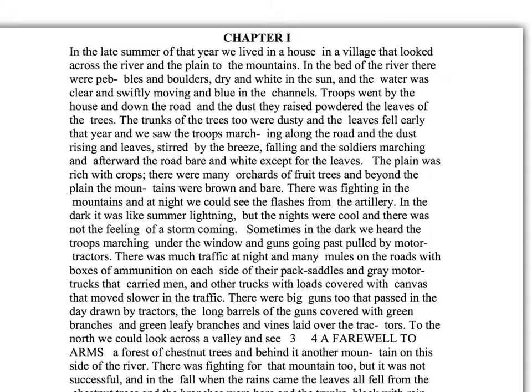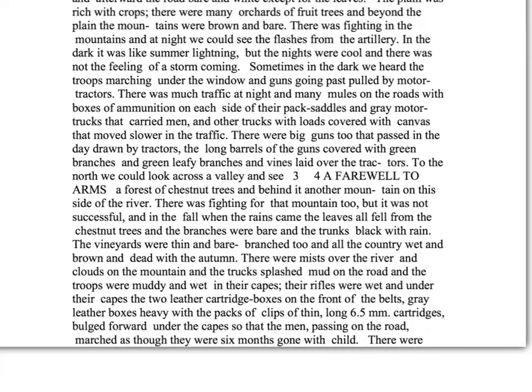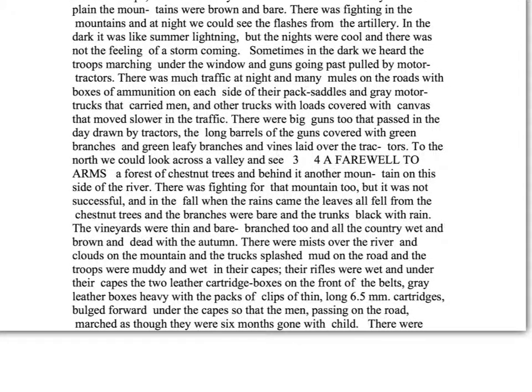To the north we could see across a valley and see a forest of chestnut trees, and behind it another mountain on this side of the river. There was fighting for that mountain too, but it was not successful, and in the fall when the rains came the leaves all fell, and the chestnut trees and the branches were bare and trunks black with rain. The vineyards were thin and bare branched too, and all the country wet and brown and dead with the autumn. There were mists over the river and clouds on the mountain, and the trucks splashed mud on the road, and the troops were muddy and wet in their capes.